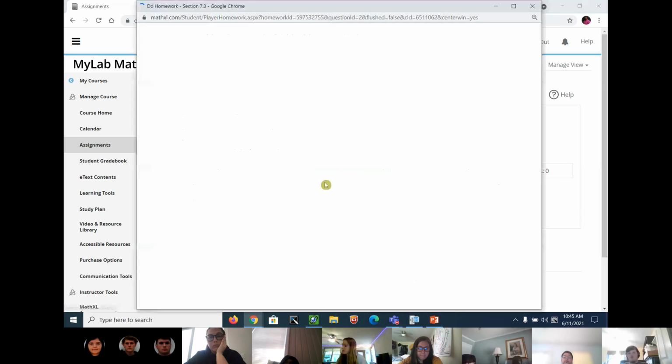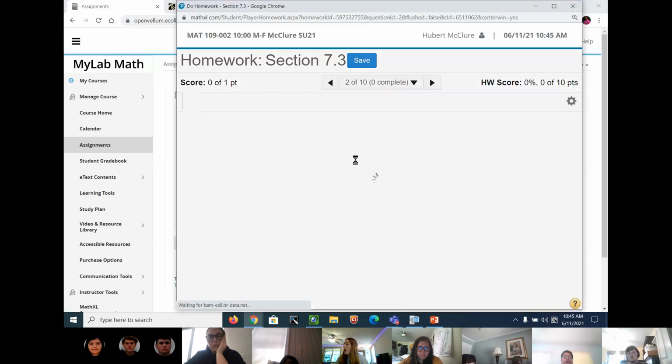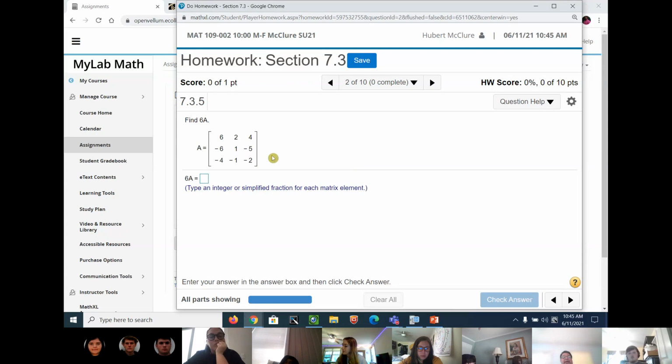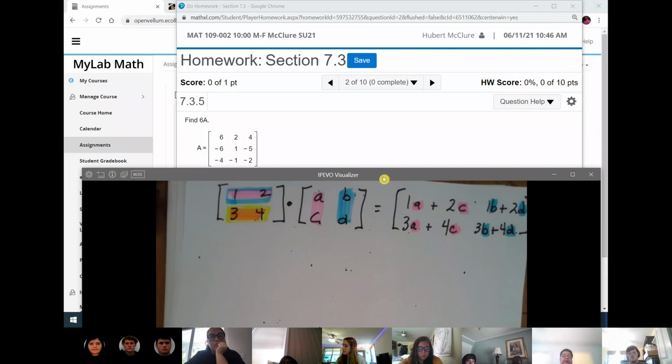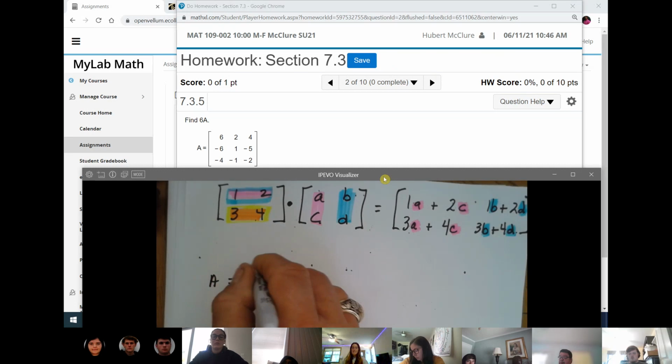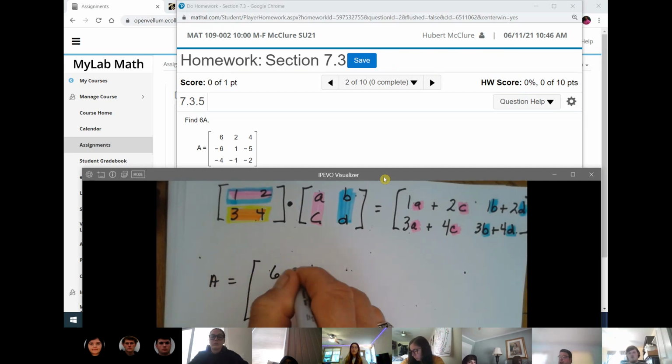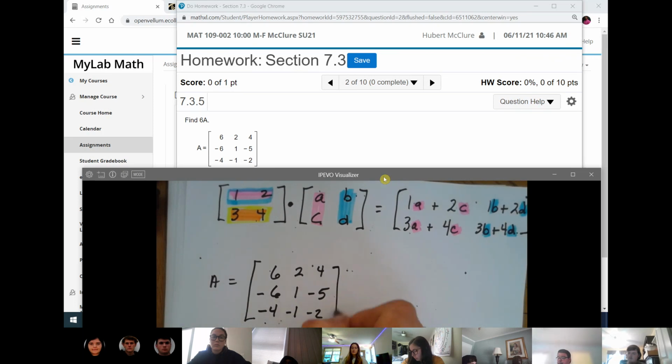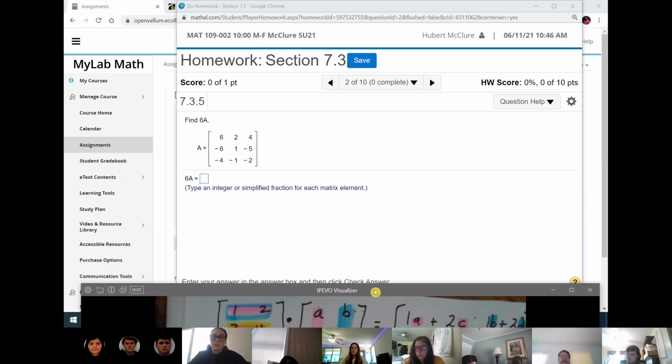And let's see. I'm partial to the ones with numbers. Okay, this one's real simple. Now, this is a test question I would give you on a test. Matrix A, and I think y'all probably already know how to do it. Matrix A is equal to 6, 2, 4, -6, 1, -5, and -4, -1, -2. And they want to know 6A.